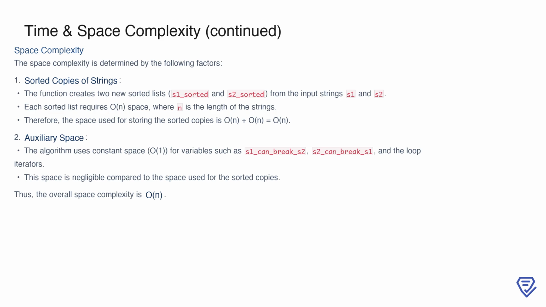Now, turning to space complexity, the major factor here is the creation of sorted copies of the input strings. When we sort s1 and s2, we generate two new lists, s1_sorted and s2_sorted, each requiring O(n) space where n is the length of the strings. Together, this adds up to O(n) plus O(n), or simply O(n). Additionally, the algorithm uses a constant amount of auxiliary space for variables such as the Boolean flags and the loop iterators, which is negligible compared to the space required for the sorted copies. Therefore, the overall space complexity of the solution is O(n).